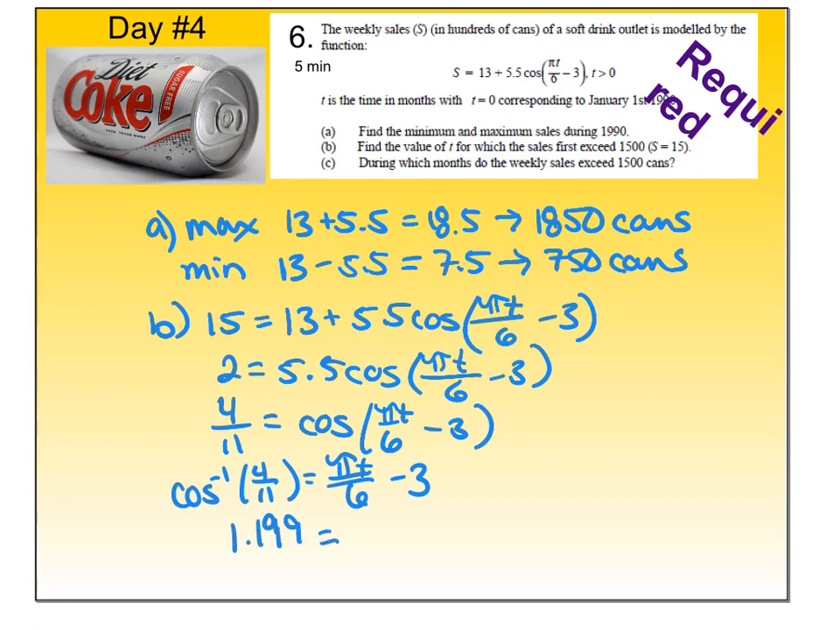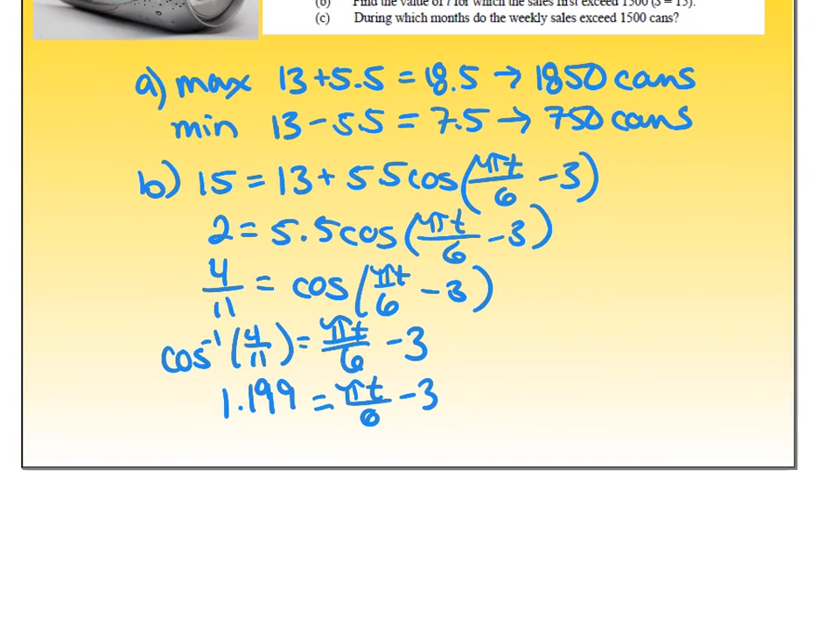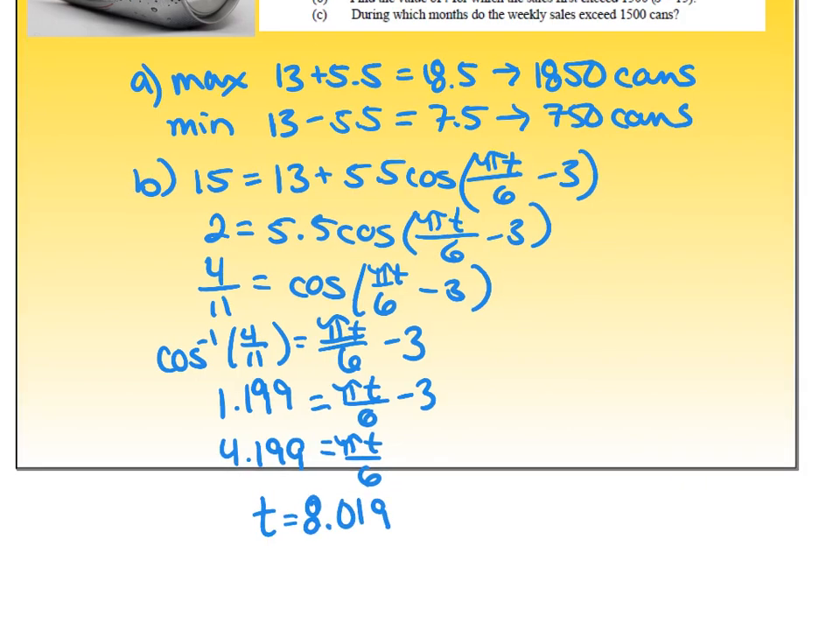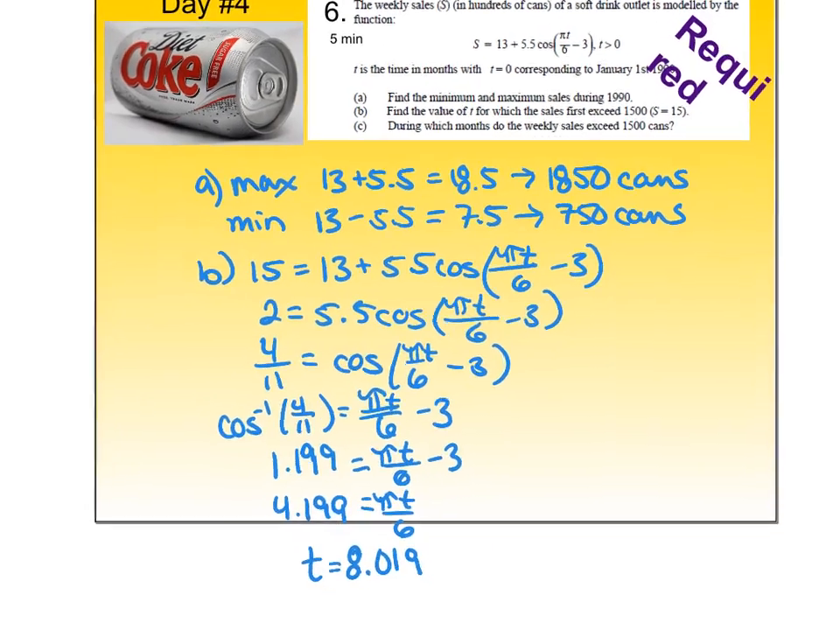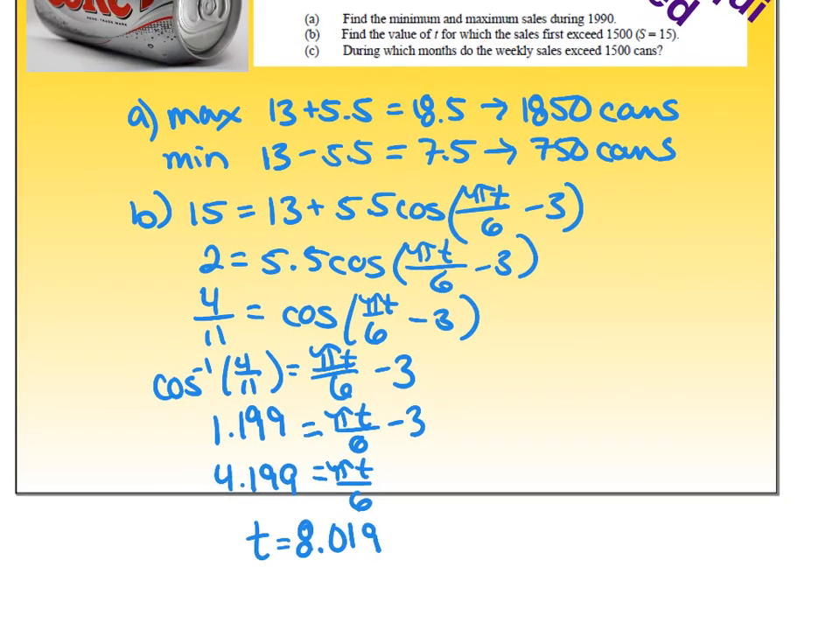So 1.199 equals pi t over 6 minus 3. And if I add that 3 to both sides, I get 4.199 equals pi t over 6. If I multiply that by 6 and divide by pi, I end up with time equal to 8.019, which again, t represents a little over 8 months.